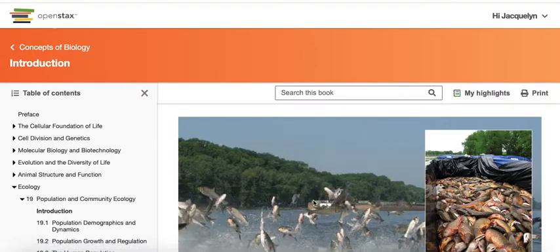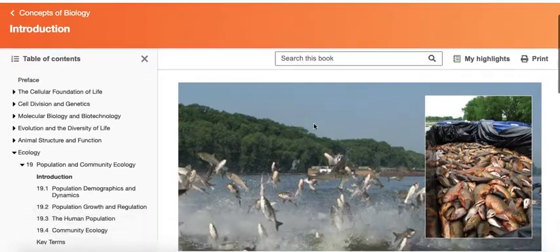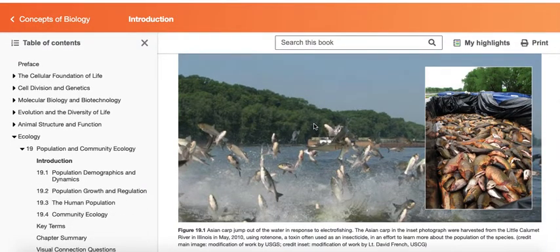So, in this section, we're going to be talking about one of my favorite things, which is population and community ecology. When you're studying different populations, and you have different reasons to do that, you can study it several different ways. Ecology is the study of organisms with other organisms and usually with the physical environment that they're in.